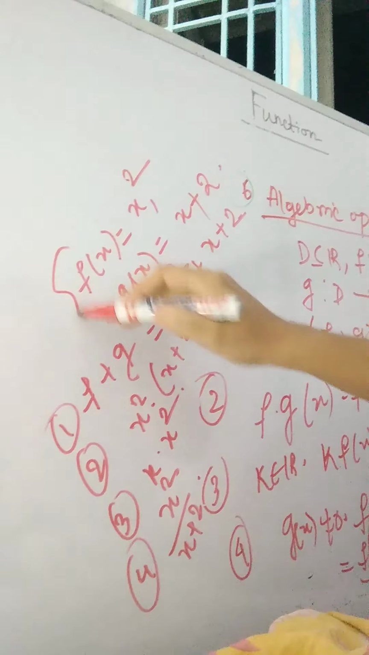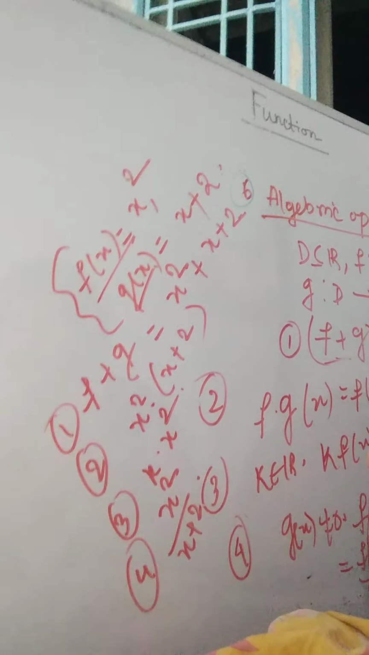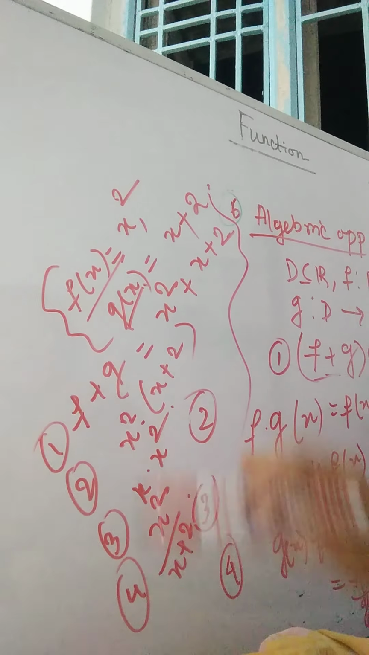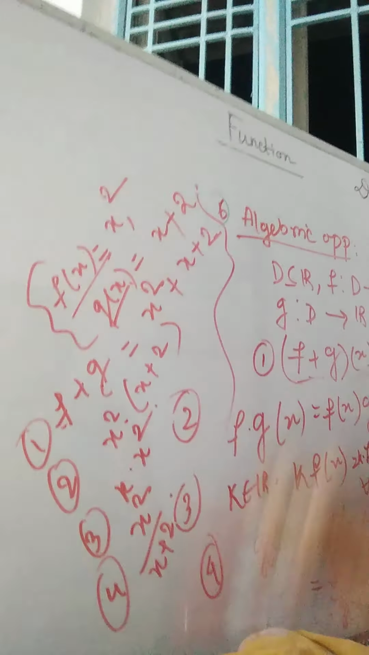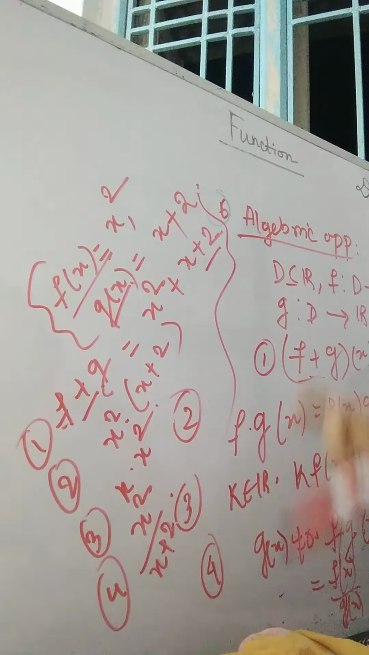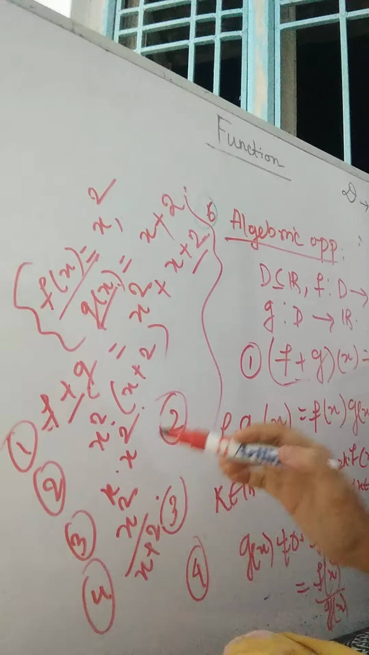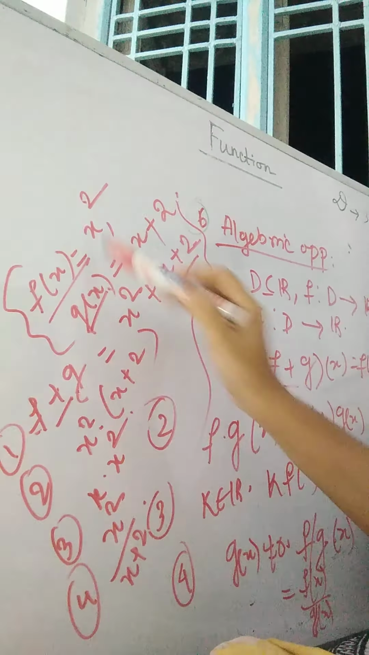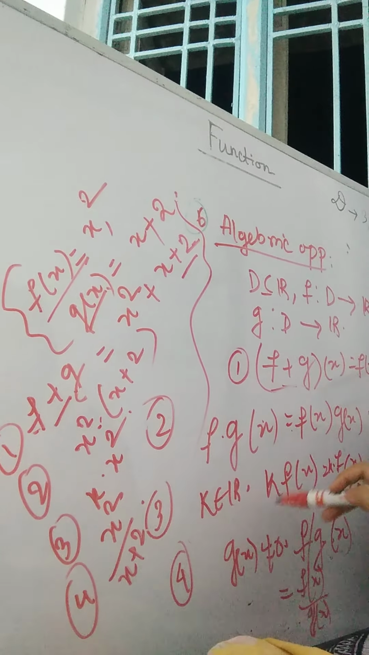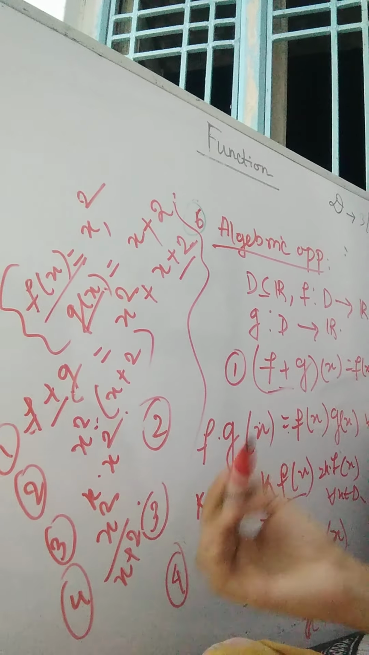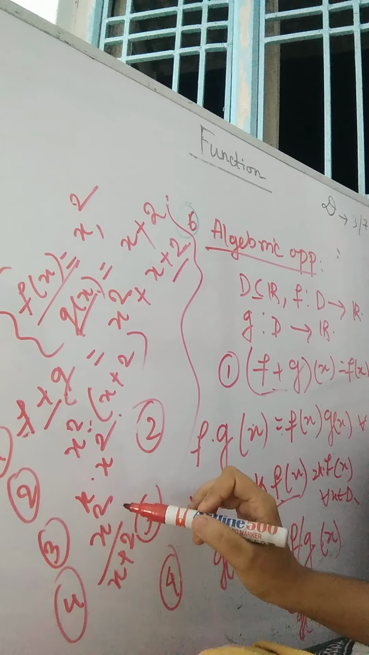Here we are taking the two functions f of x and g of x, and with these two functions we have discussed the four algebraic operations: f plus g, and also f minus g, that is x square minus x minus 2. The product property, f dot g, equals x square into x plus 2. With real number multiplication, that is k into x square, and the quotient function f by g is defined by x square by x plus 2.